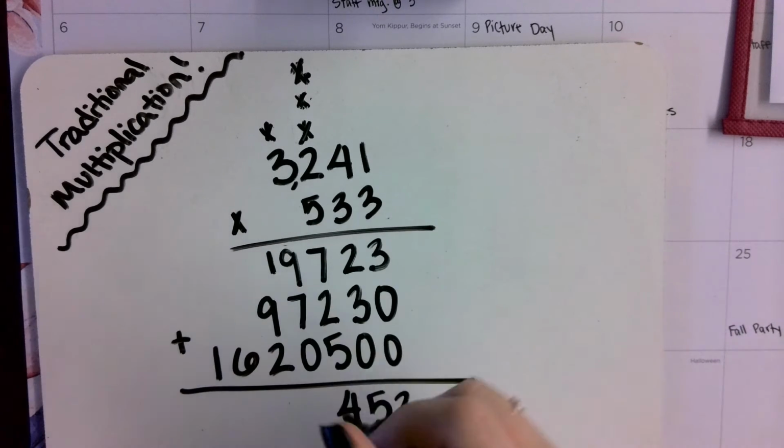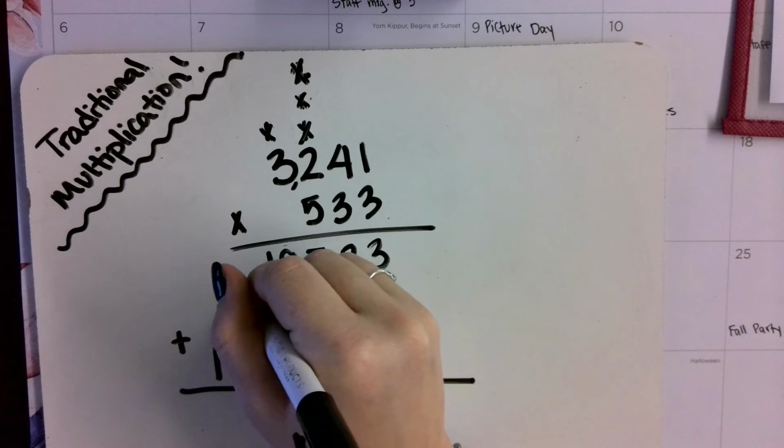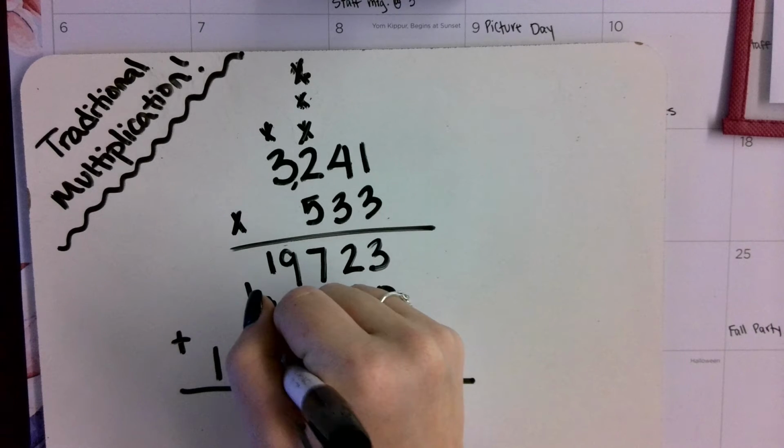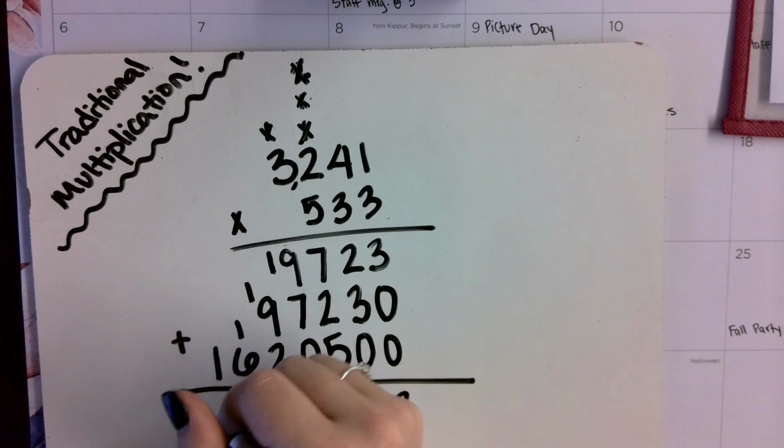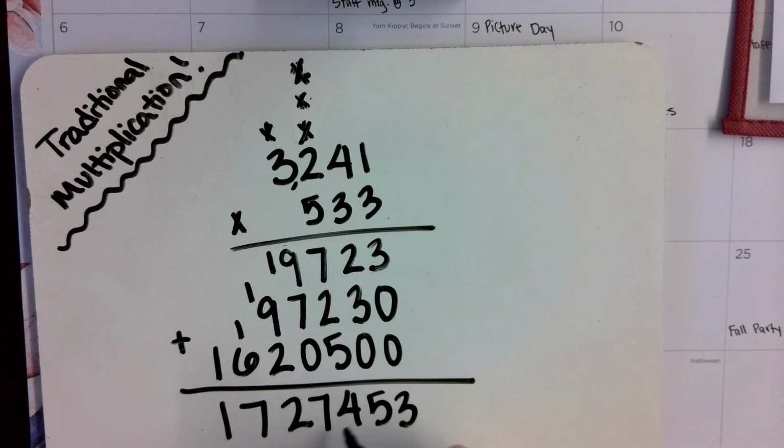10 plus 7 is 17. 10 plus 2 is 12. 1 plus 6 is 7, and 1. And then we can go in and put our commas, and that's our final answer. So hopefully this helps with traditional multiplication.